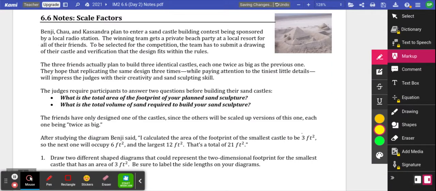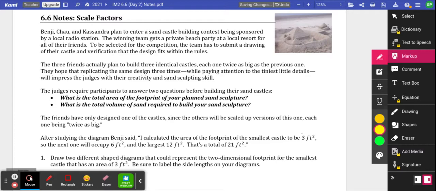All right, hi class. So today we're going to be taking notes on 6.6. We're going to be scaling up shapes, whether they're 2D or 3D. So there are these three friends who entered a sandcastle contest being sponsored by their local radio station.